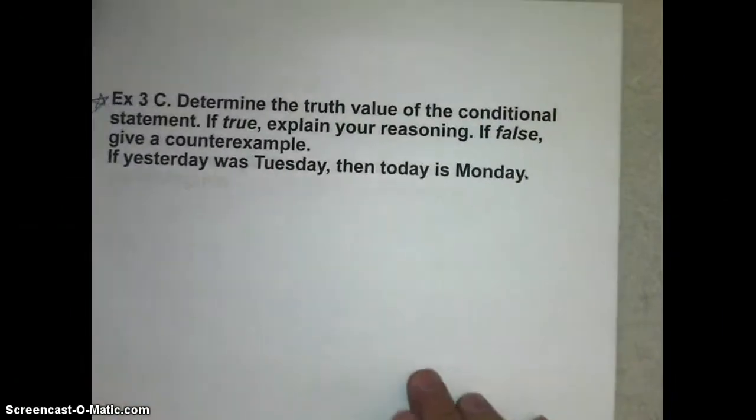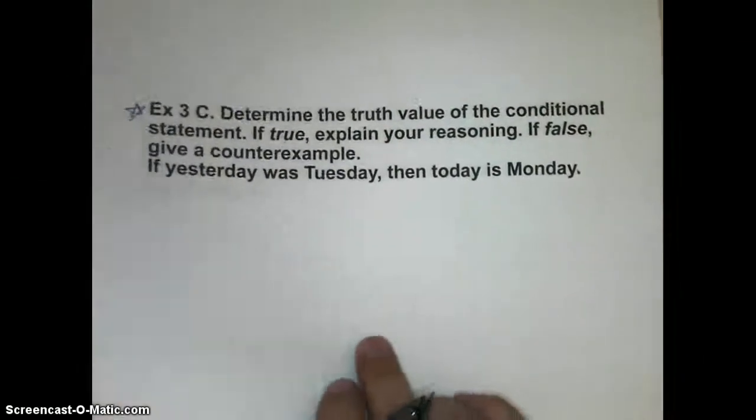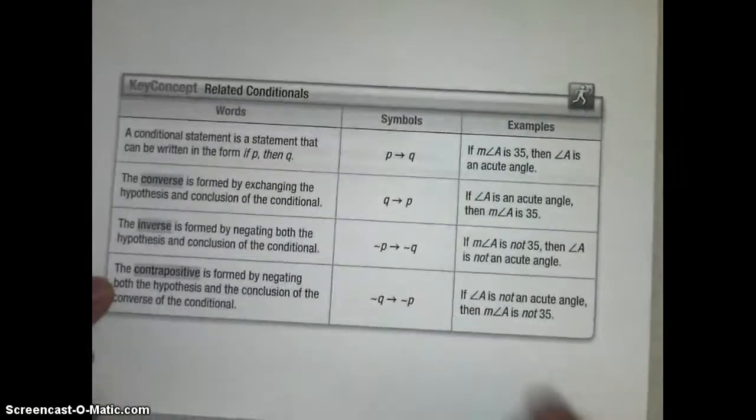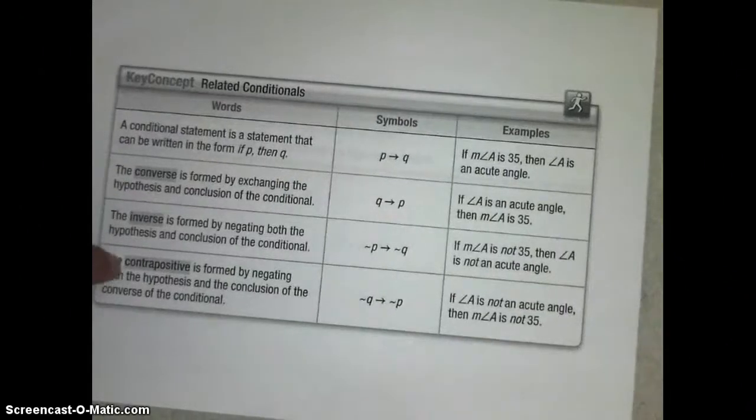All right, we're going to talk about examples 3, C, and D in class. We'll talk more about truth value of conditional statements to clear that up. But we do want to move on ahead to talking about the converse, inverse, and contrapositive of conditional statements.